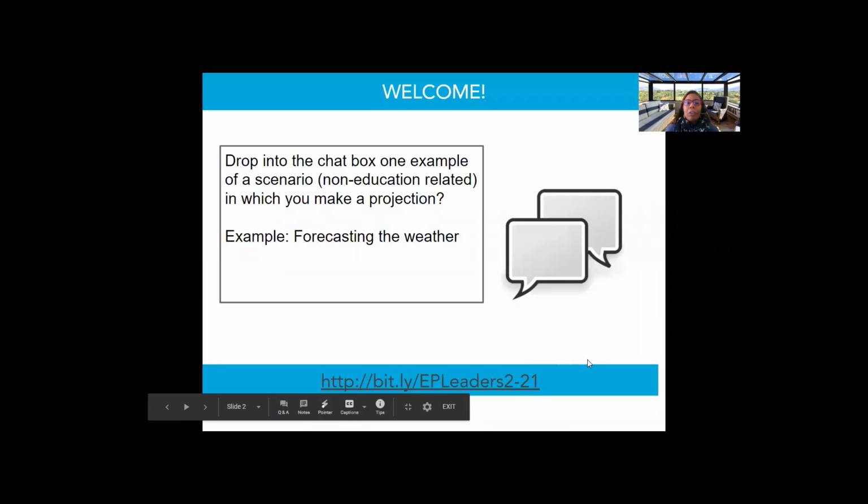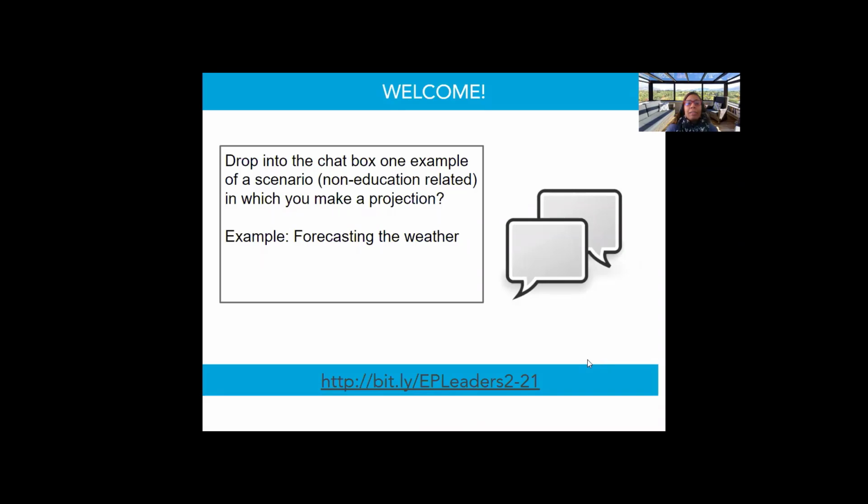If you could drop into the chat one example that is not education related of making a projection. When do we see projections being made? Not education related. There's one common answer I keep getting, so I'm wondering if it's going to show up today. Sports, yes. Final Four brackets, yes. Business and finance, yes. What is the stock market going to look like? I have no idea anything about stocks, but yes. Other thoughts?